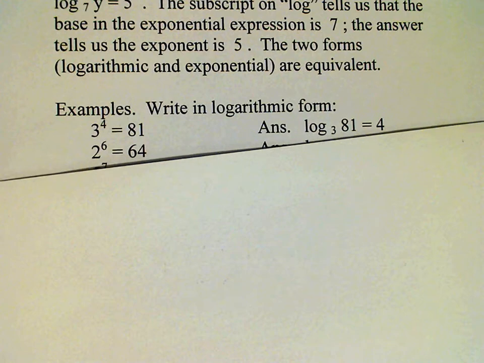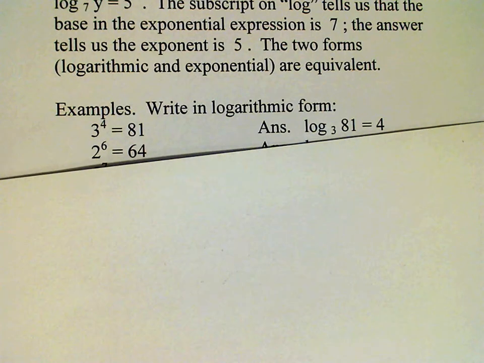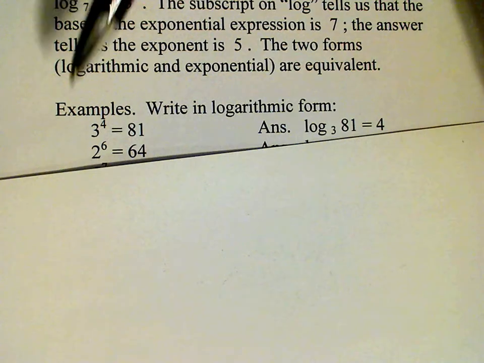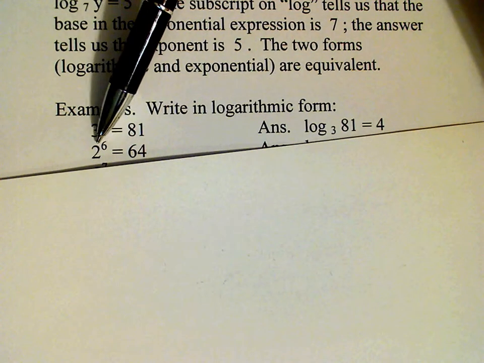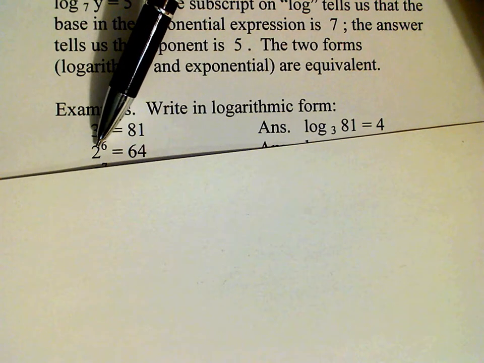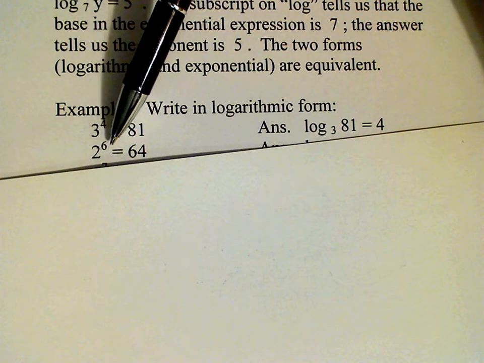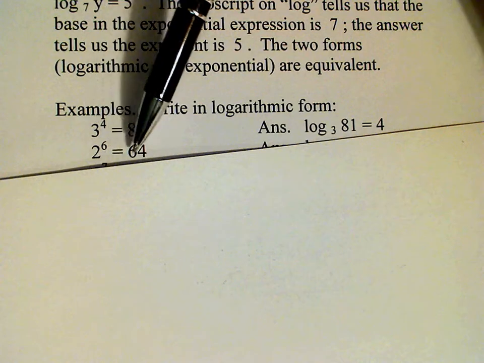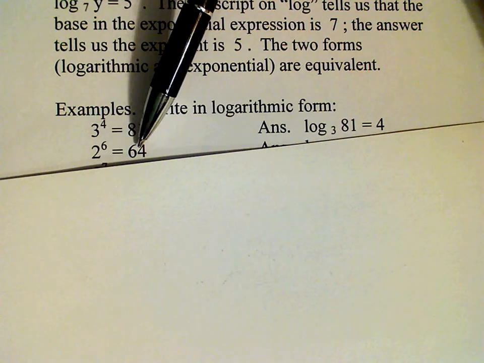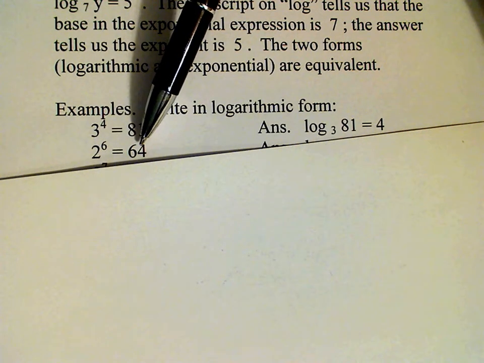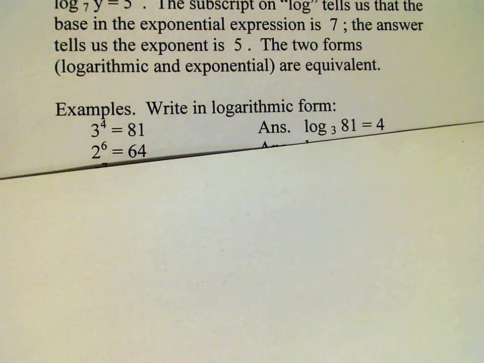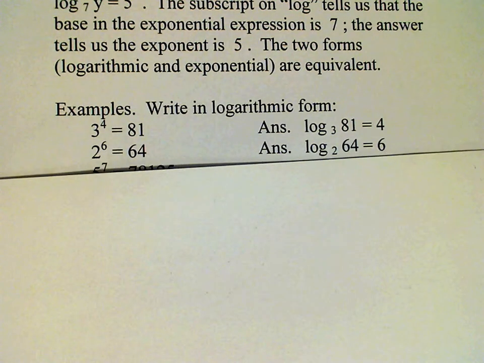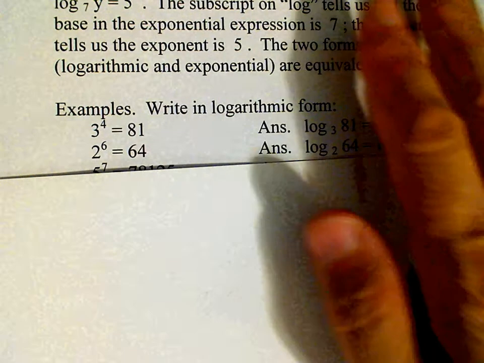Next example, we have 2 to the 6th power equals 64. Okay, so the base is 2, so we write log subscript 2. And then on the other side of the equation, we're going to write equals 6. That's the exponent. In between the log 2 and the equal sign, we write the number 64. So there it is. Log to the base 2 of 64 equals 6.